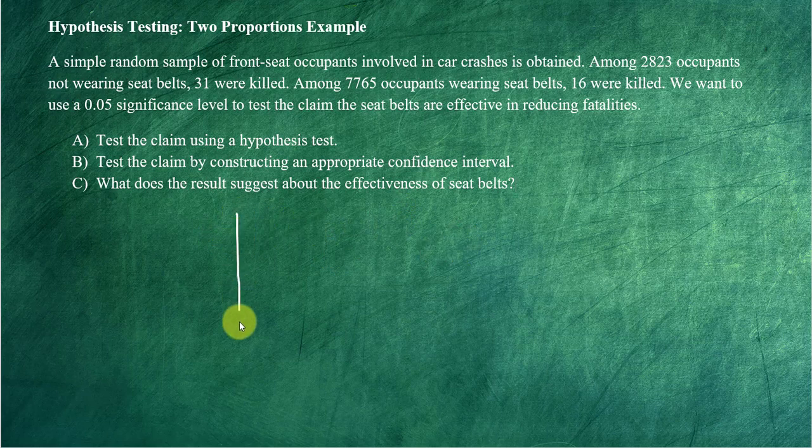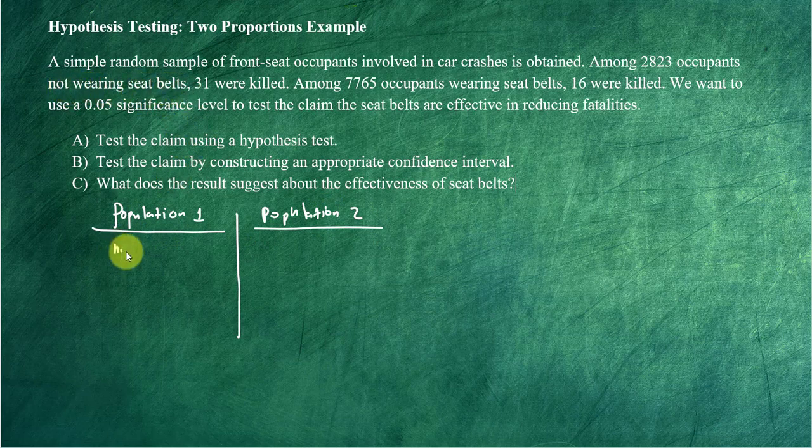So let me write here. I call this proportion the population 1, and this is the population number 2. Number 1 is the one that is not wearing the seat belts. And then the second population is the one that is wearing the seat belt.